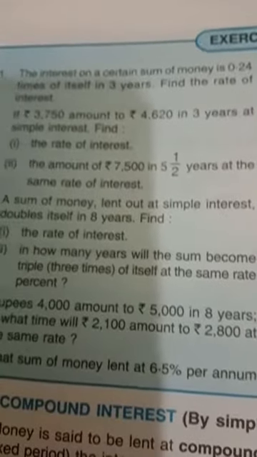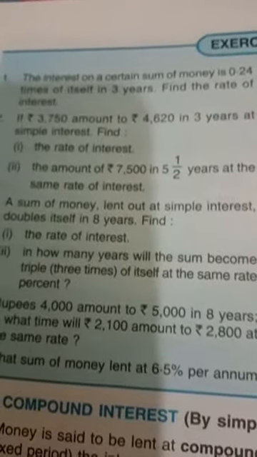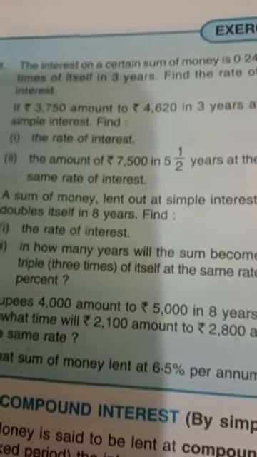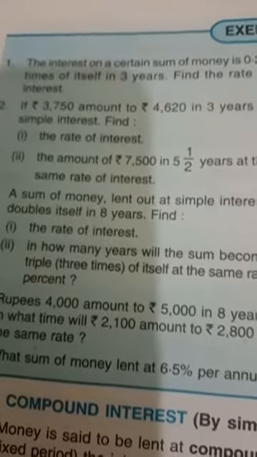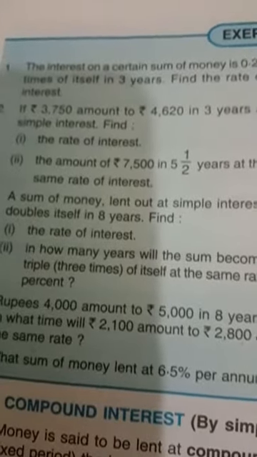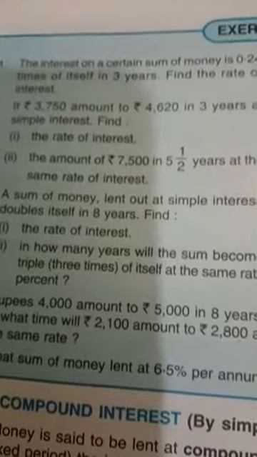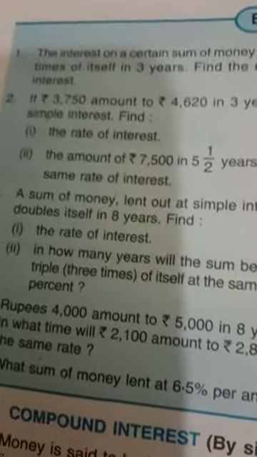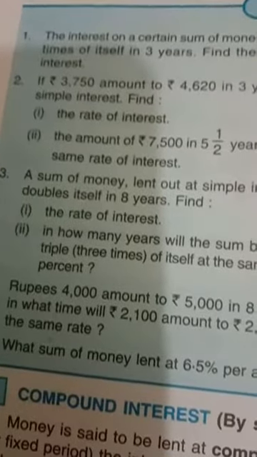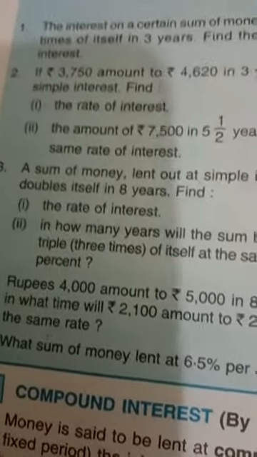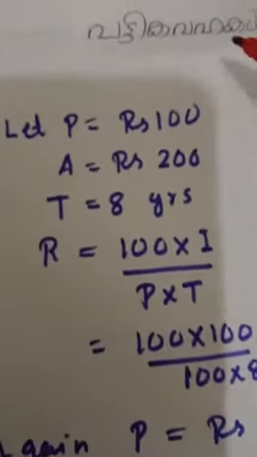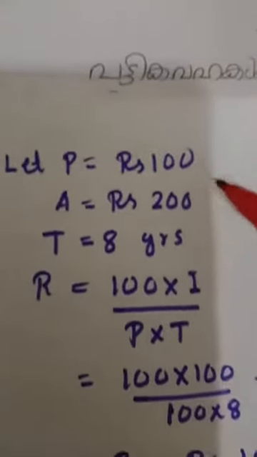Okay, first case the money becomes double in 8 years. At what rate of interest? And the same way next one, the money becomes triple, that is 3 times. But nothing is given, that is P is not given, A is not given. So we know how to take it. Let P equal to 100. See, let P is equal to 100. A is equal to A.